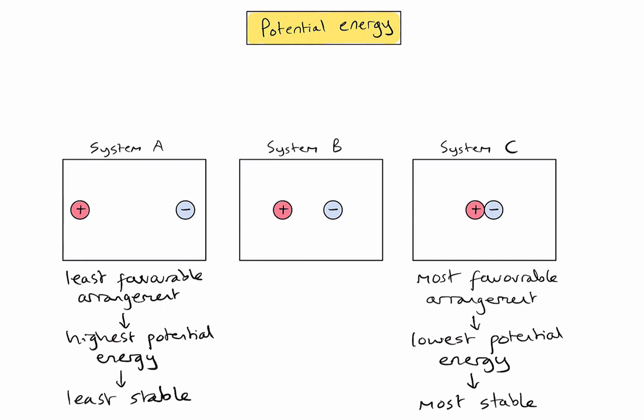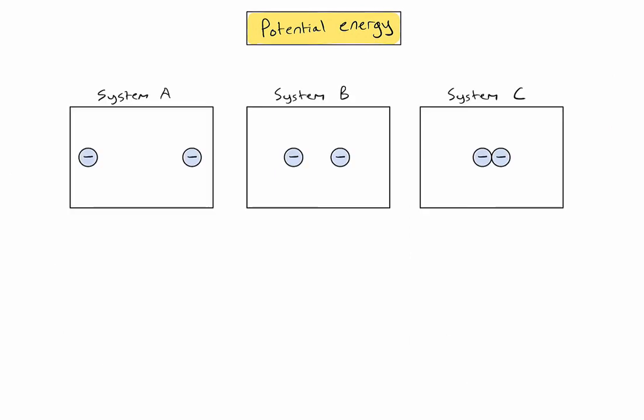Let's try a second example. In these three systems, we have two particles again, but this time both particles have a negative charge. And with a basic understanding of electrostatic forces, we should know that things of a like charge will repel each other. If the particles are repelling each other, the most favourable arrangement would be when they are furthest apart. In this case, that would be system A. Therefore, this system would be the lowest potential energy of the three, and considered the most stable.